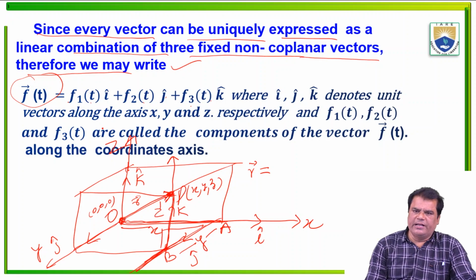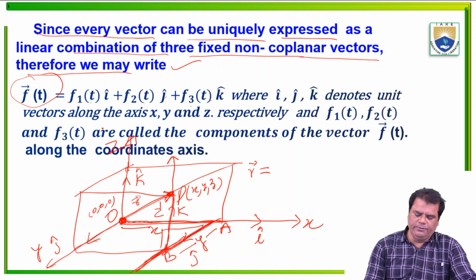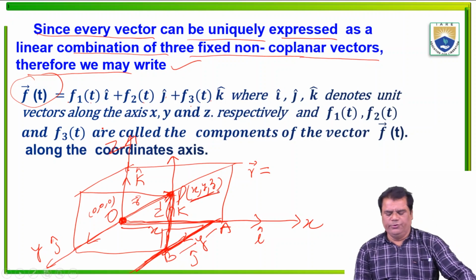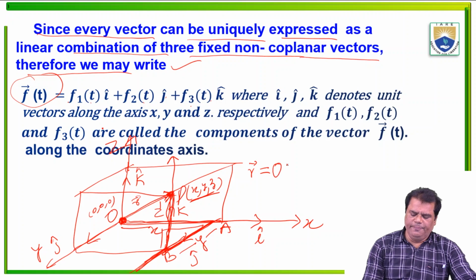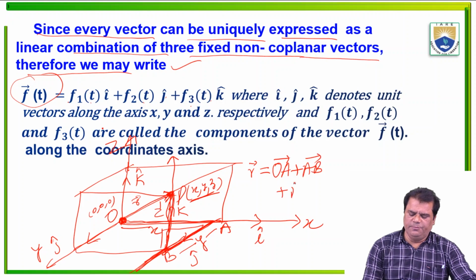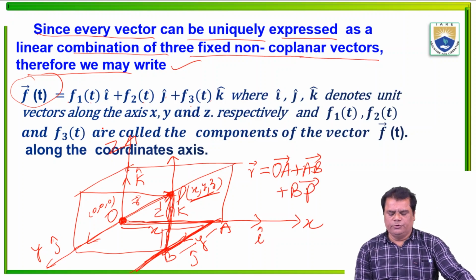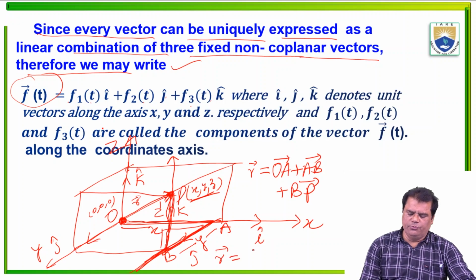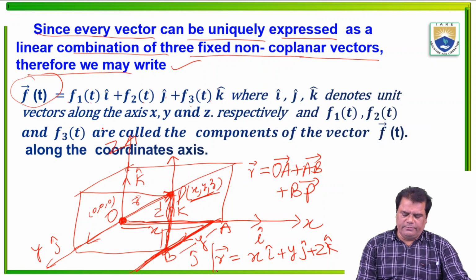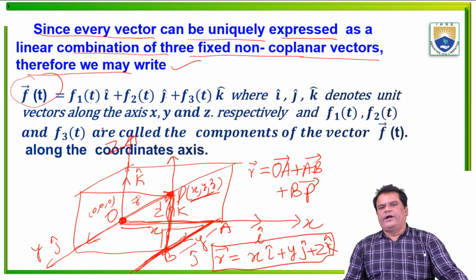So first of all, I am starting from O and reaching A, OA, then AB, then BP. Then the position is x, y, z. So in this case, R equals OA vector plus AB vector plus BP vector, which means x i vector plus y j vector plus z k vector. So this is vector R, and this is known as a vector point function.